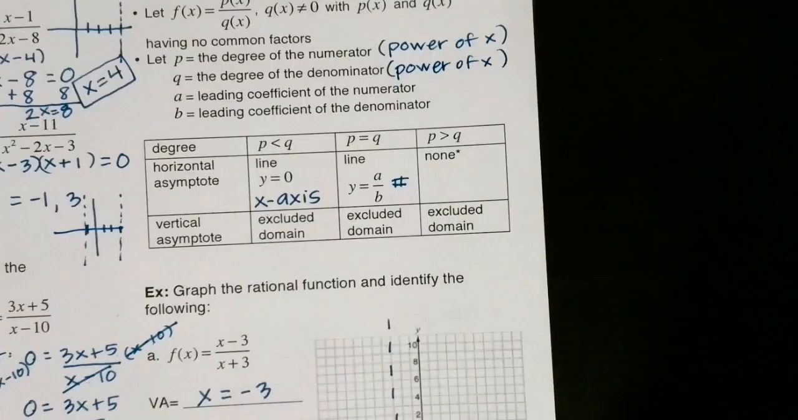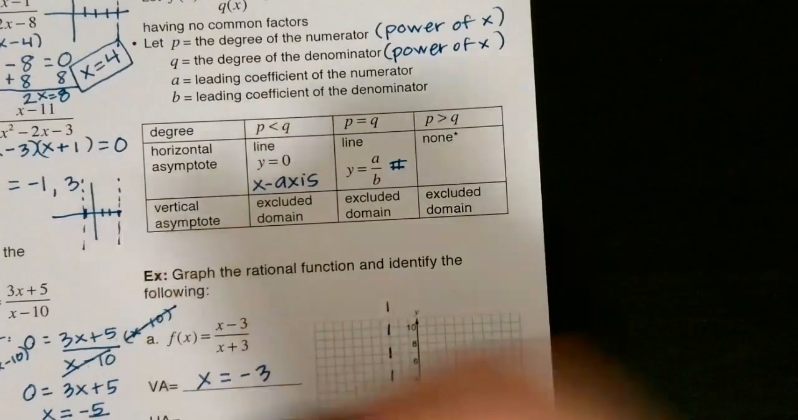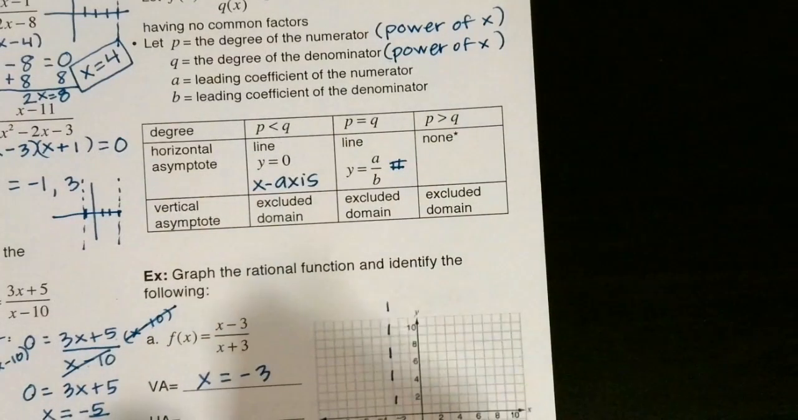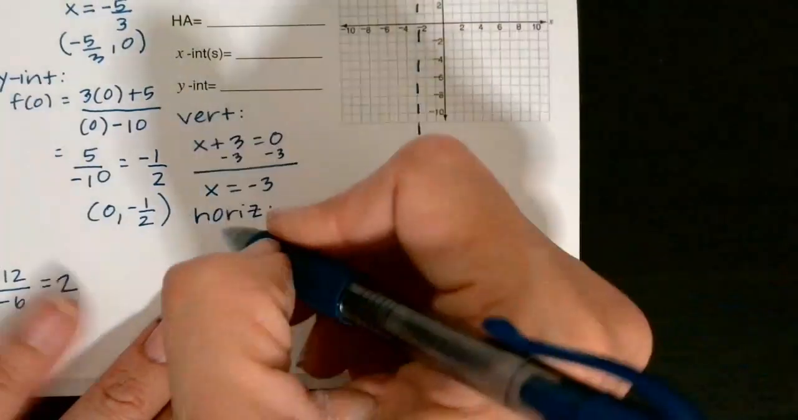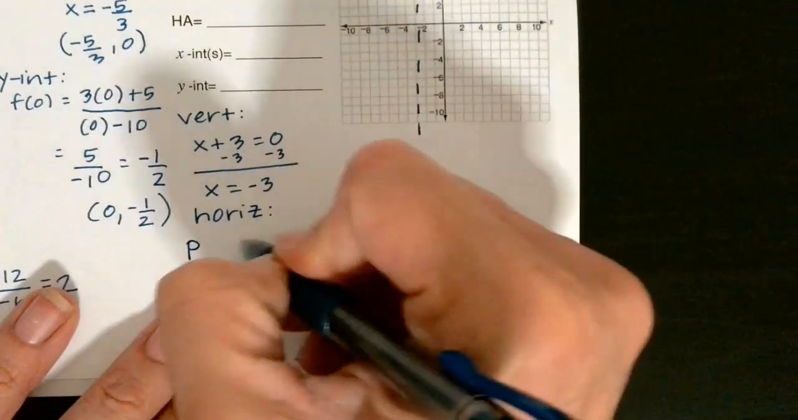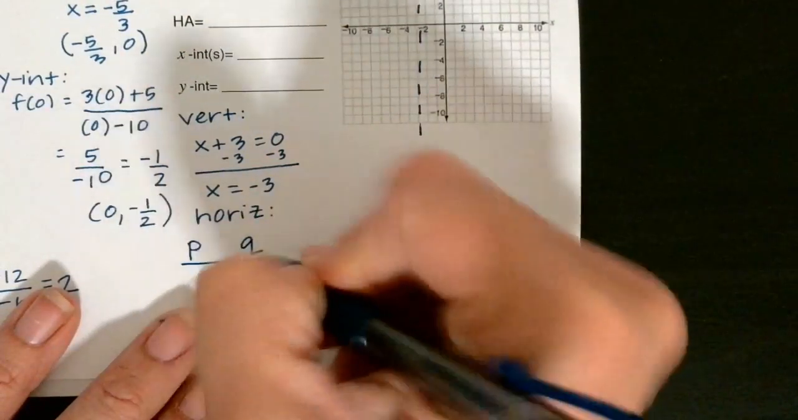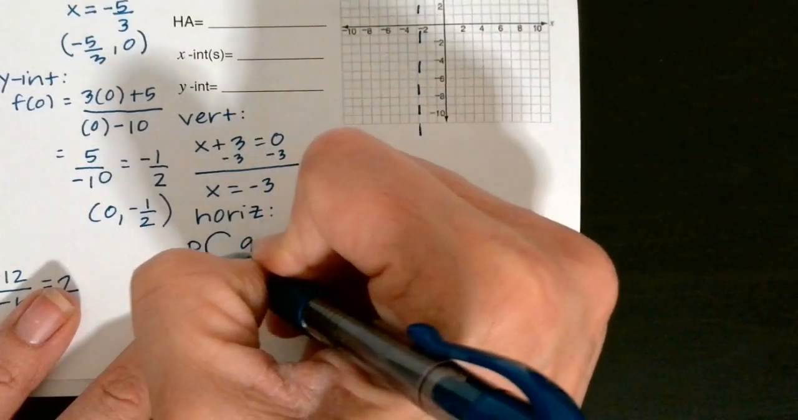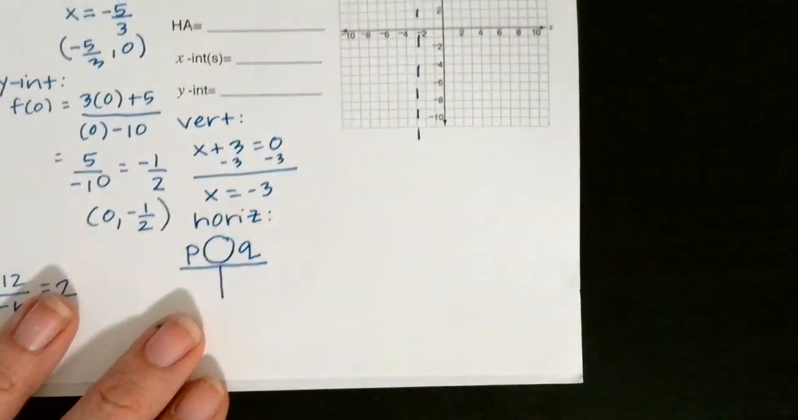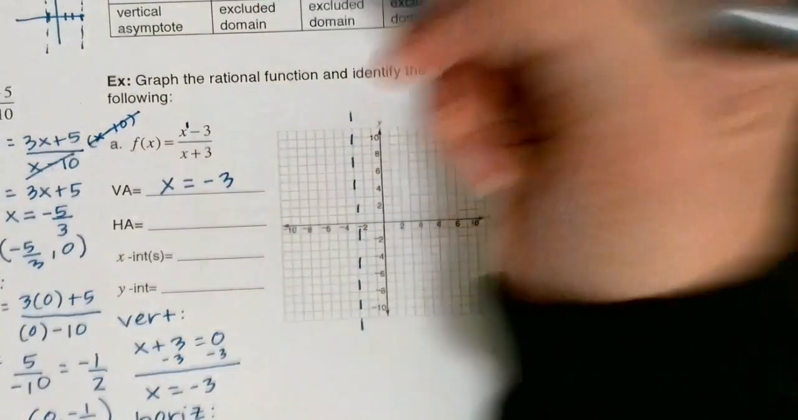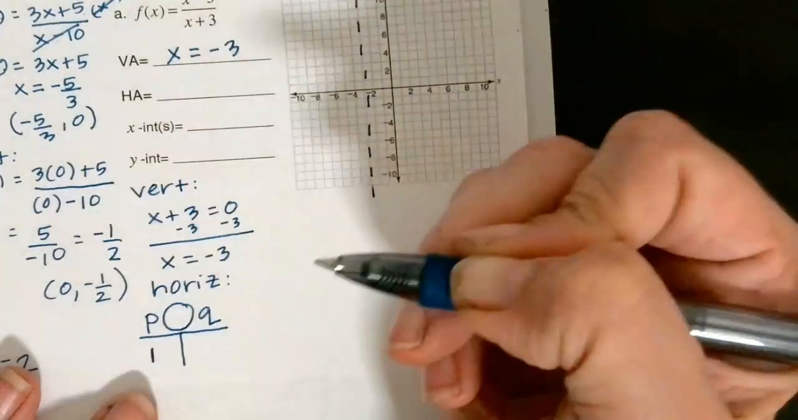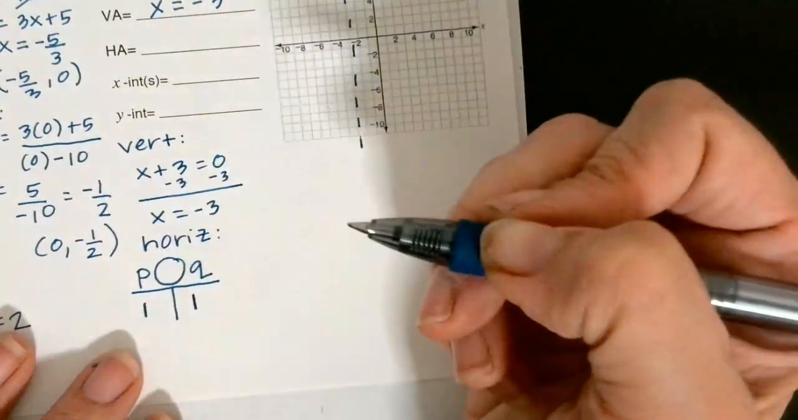Alright? So what I want you guys to do is for the horizontal asymptote, just one sec, I'll move it up. I want you guys to do this. P, Q, and you're going to put a circle in between them, okay? P is the power of the numerator. The numerator is a power of 1, so I'm going to put a 1 here. Q is the power of the denominator. It's a power of 1, so I'm going to put a 1 here.